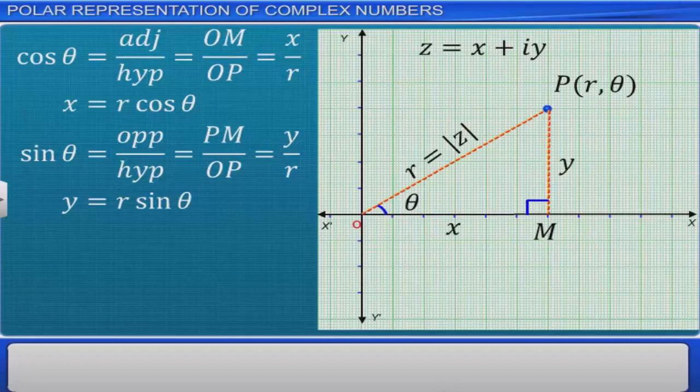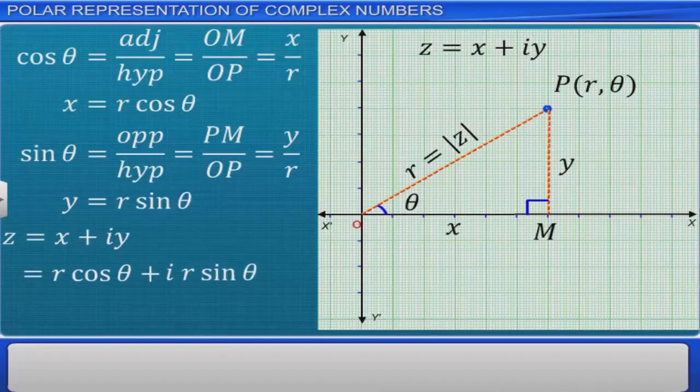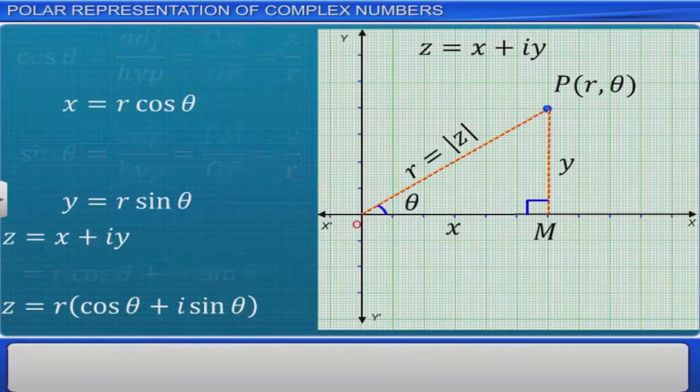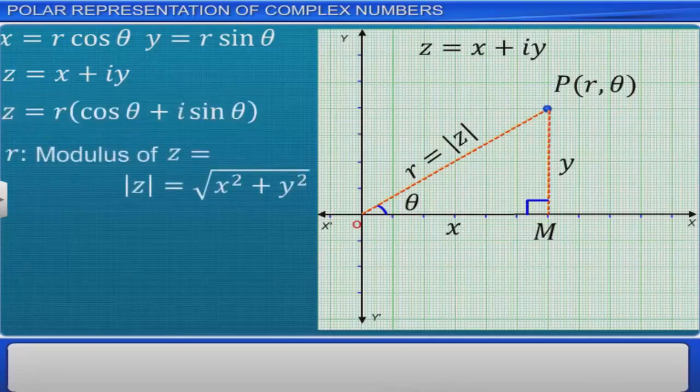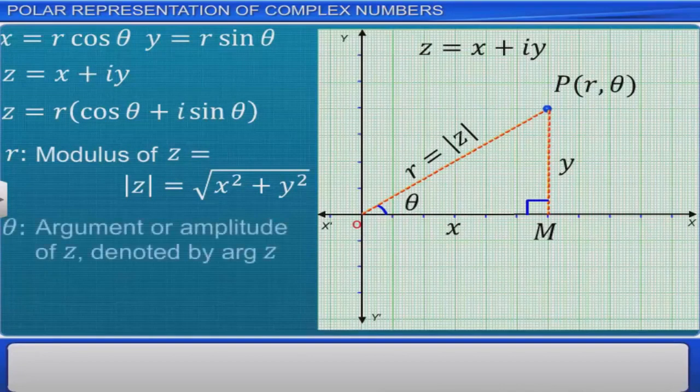By using these results, the complex number z equal to x plus iy can be written as r cos theta plus ir sin theta. By taking r as common, we get r multiplied by (cos theta plus i sin theta). This is called the polar form of the complex number. Here r is equal to the modulus of z, which is equal to the square root of x squared plus y squared, and theta is called the argument or amplitude of the complex number.